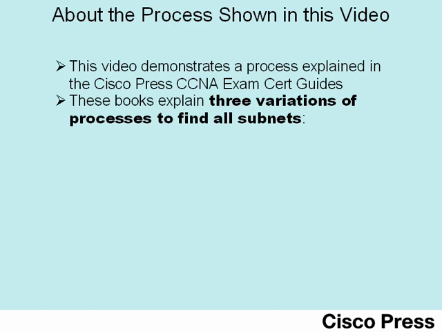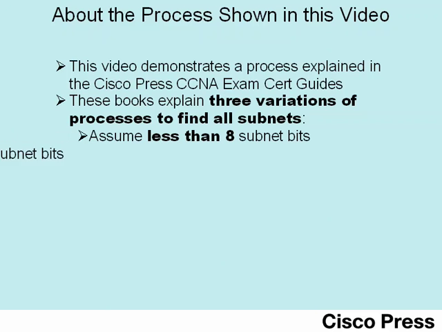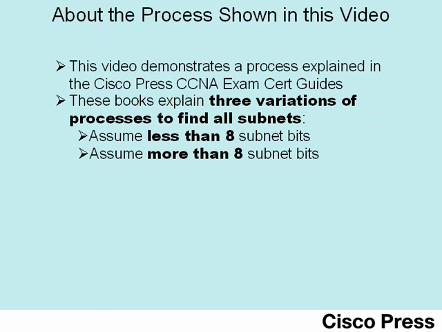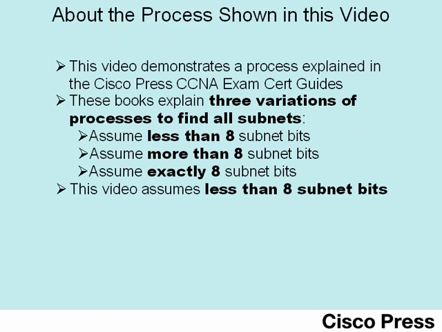Those 3 processes make 3 different assumptions. The first assumes less than 8 subnet bits. The second assumes more than 8 subnet bits, and a third process assumes exactly 8 subnet bits. This video demonstrates the process that assumes less than 8 subnet bits, and by the way, the book refers to this process in a summary appendix as process RP7A.